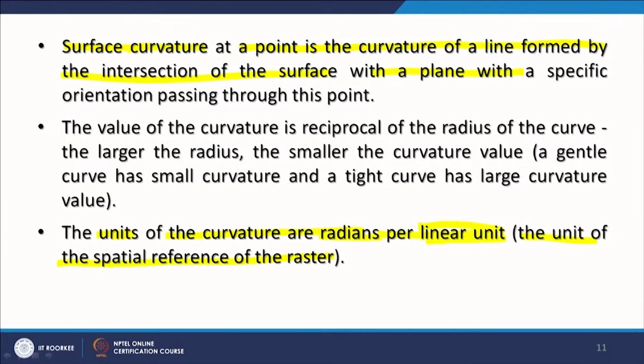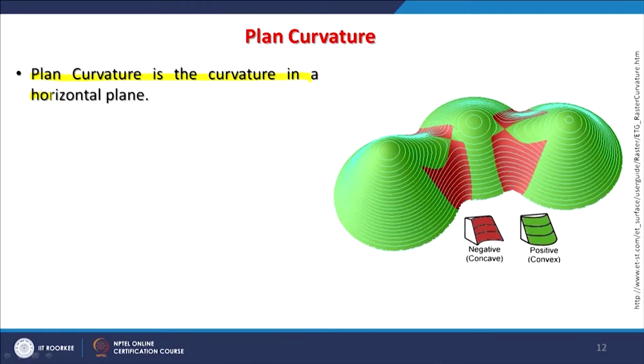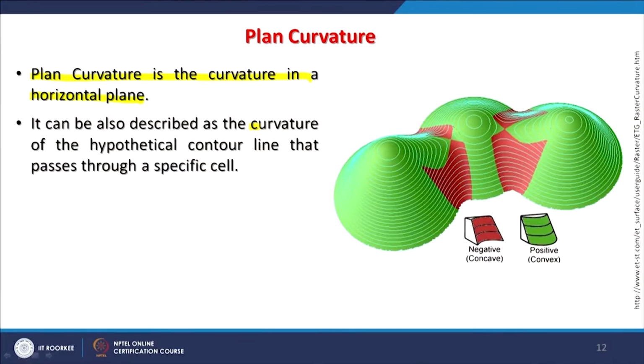Now, curvatures can be of various types. First we will discuss the plane curvature, which is when we consider the curvature of a curved surface in a flat plane. The plane curvature is the curvature in a horizontal plane, like planimetric area. So, when we measure or try to understand in a horizontal plane, it becomes our plane curvature. It can also be described as the curvature of a hypothetical contour line that passes through a specific cell, like here, where various contour lines are shown passing through various cells.